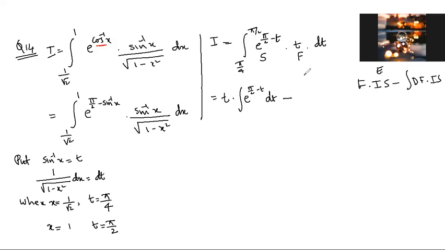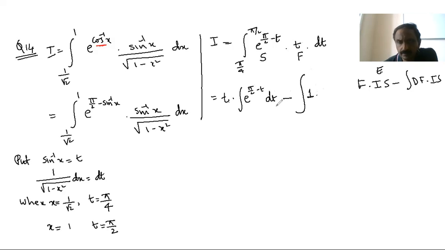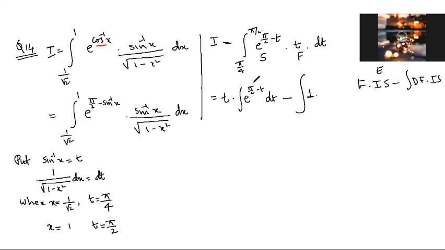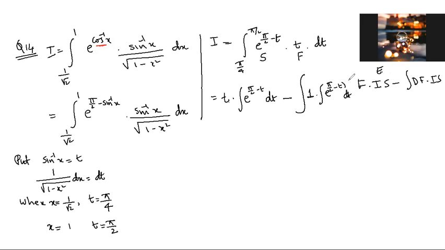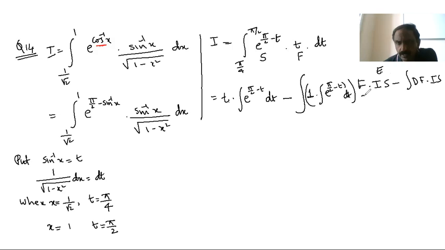minus integral of derivative of first. So I'll write directly 1, because I'm not writing d by dt of t. Integral of second, e raised to pi by 2 minus t dt, the whole dt. Very good, excellent. That's what I was waiting for. Good. So t into, now integrate this.